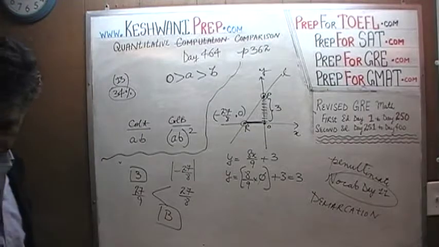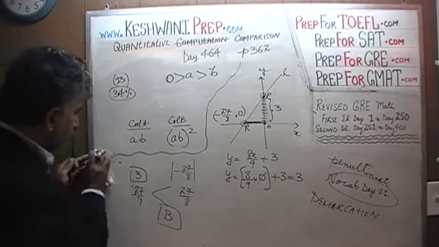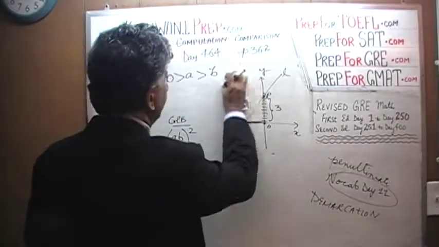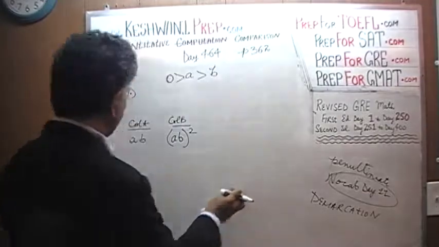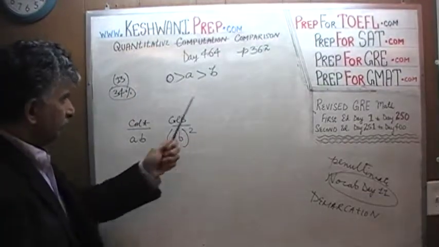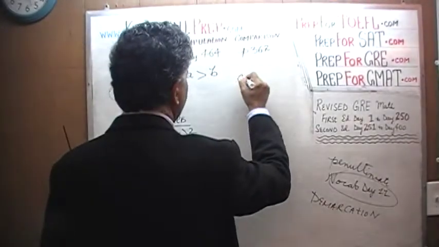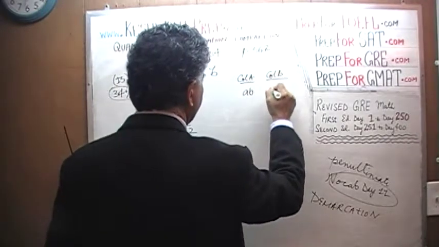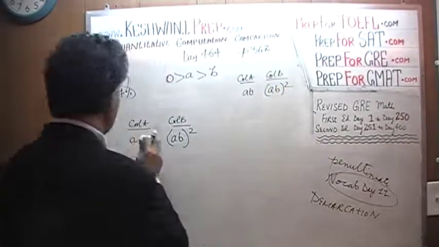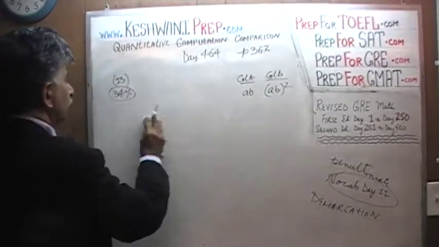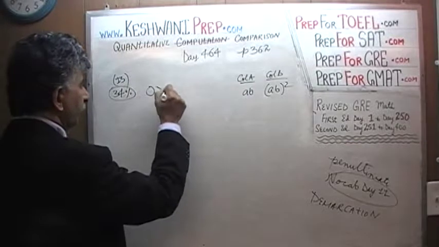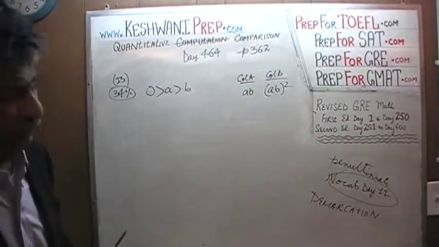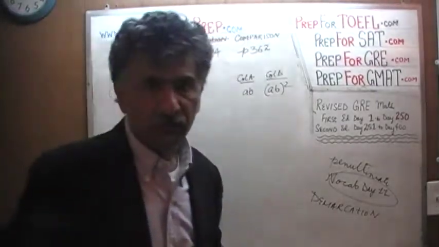Well, first thing I'm going to do is erase everything from the previous problem. We don't need any of this now. And the stuff that they want us to compare, let's put them on the side here so that we can have more room here. Column A and column B. AB versus A times B whole squared. First thing first, we are told that 0 is more than A, which is more than B. I find it very awkward. It's very awkward to go around saying that 0 is more than A.